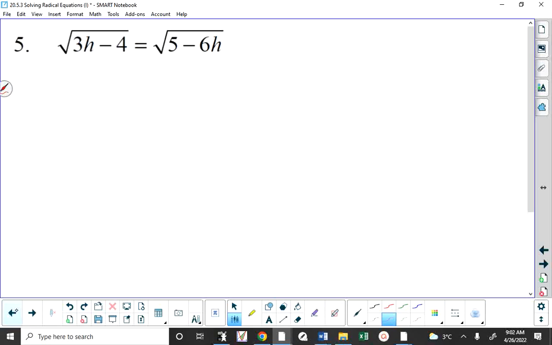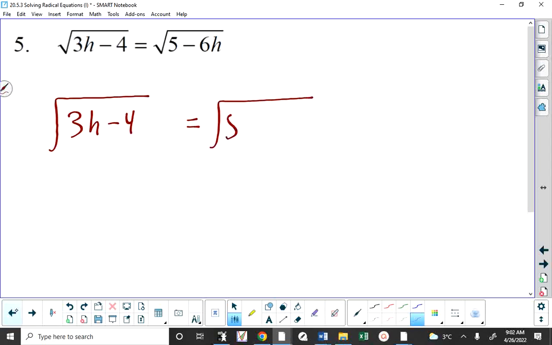This is really simple. In fact, you might make an argument that it's simpler to work with this than it is to work with any of the other examples we've done. Even though there's two radicals, we can arrange it so we have a radical on each side, and in one swipe of the pencil, we can get rid of both radicals.